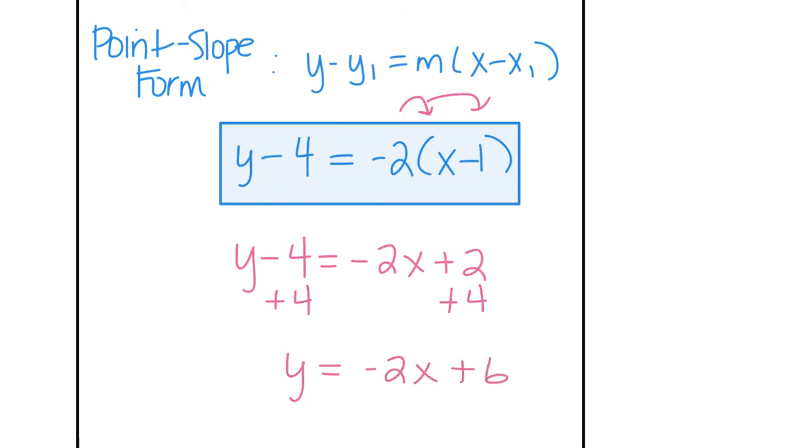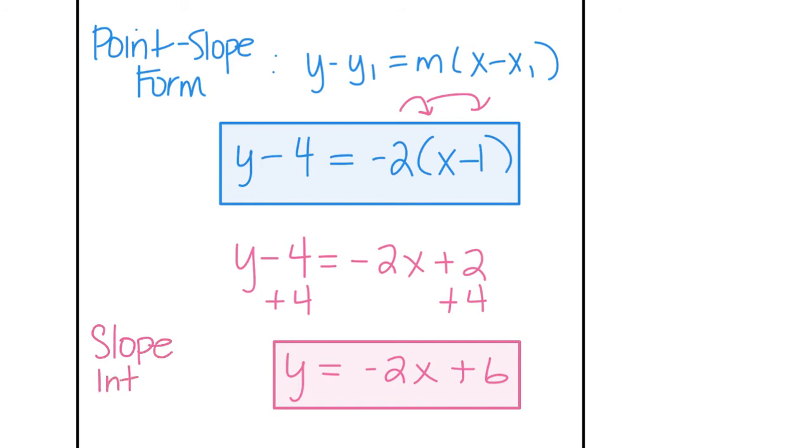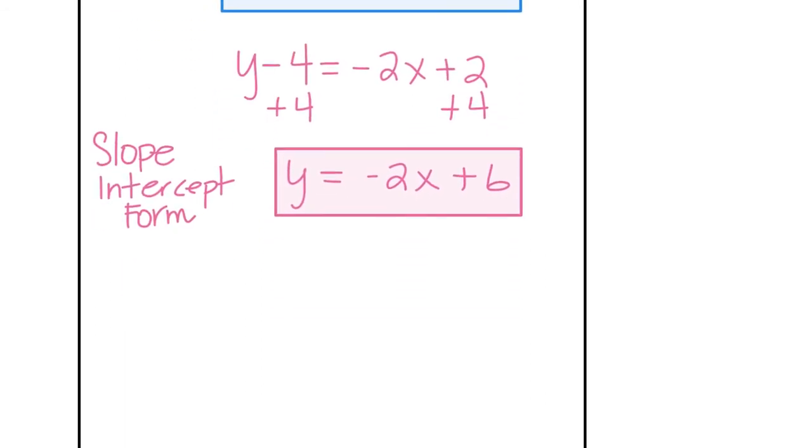Well, guess what? That right there, that's slope intercept form. Remember y equals mx plus b? That's it right there. Okay, and then last one is standard form.